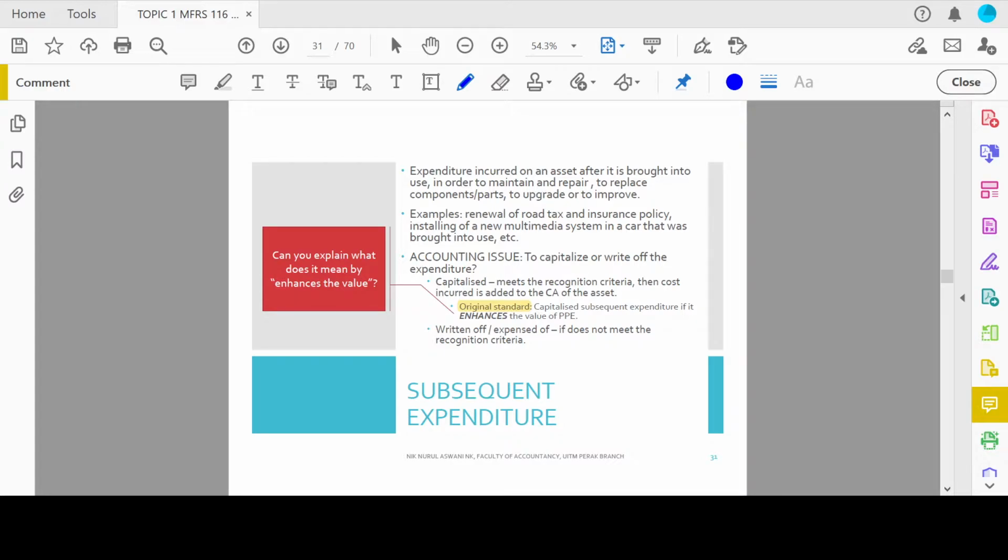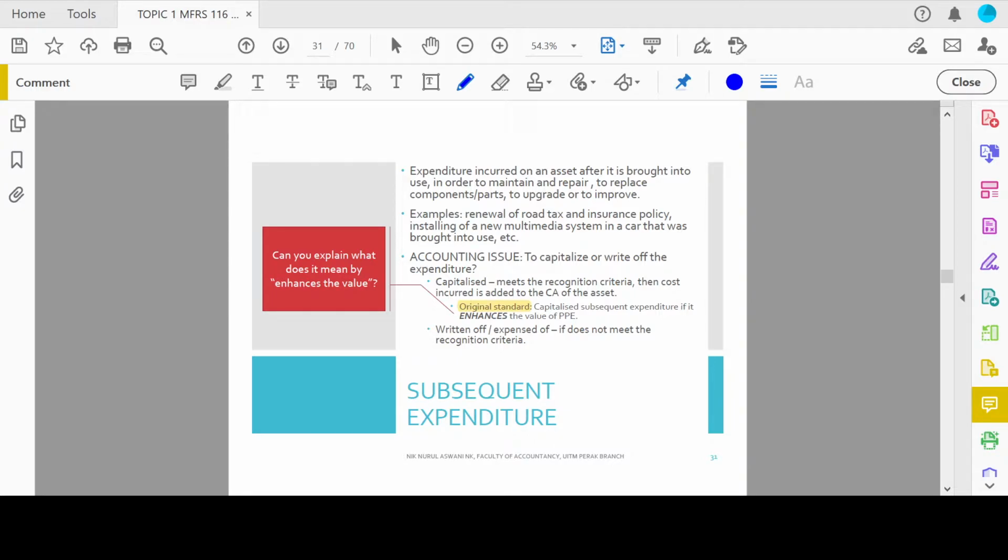Examples of subsequent costs are renewal of road tax and insurance policy for a motor vehicle, installing a new multimedia system in your motor vehicle, repainting the building, renovating the building, extending the building. So the cost incurred could be huge, and hence you have an issue whether to expense it or whether to capitalize it as an asset and hence add it to the carrying amount of the asset.